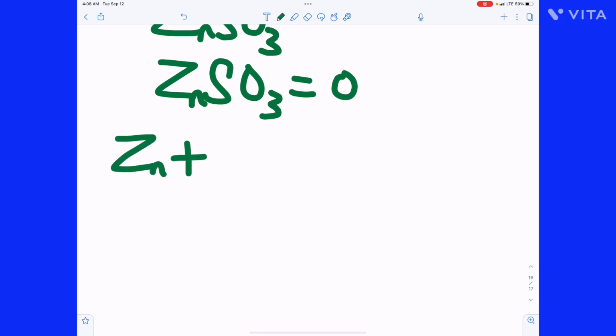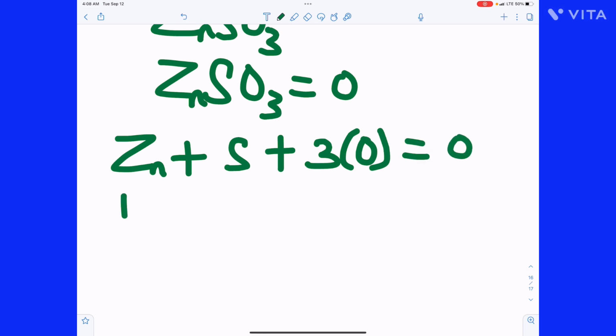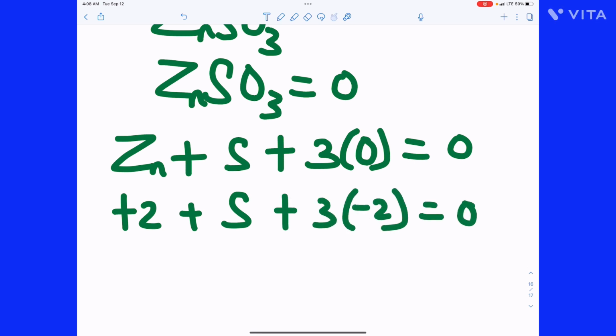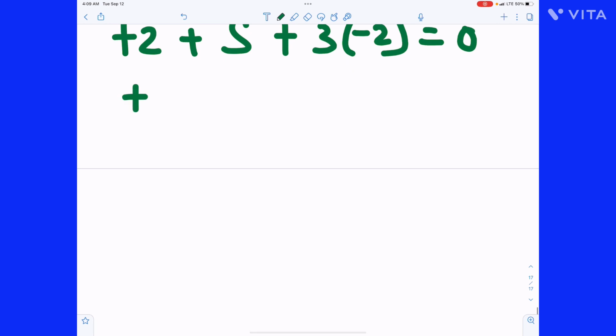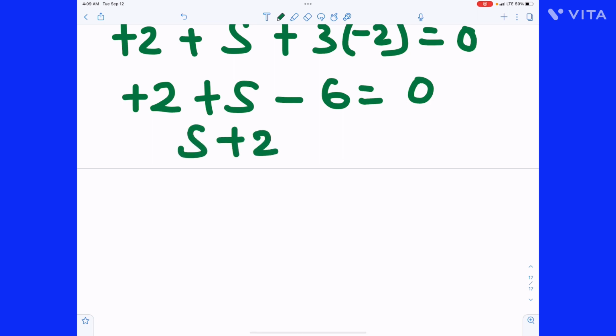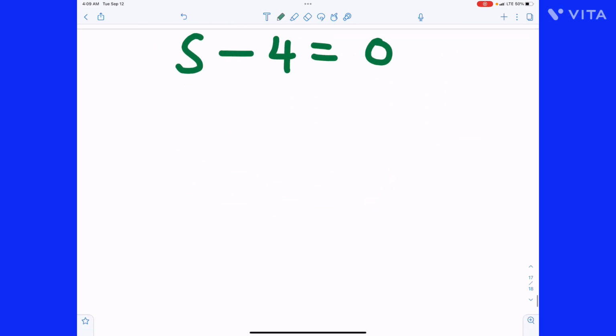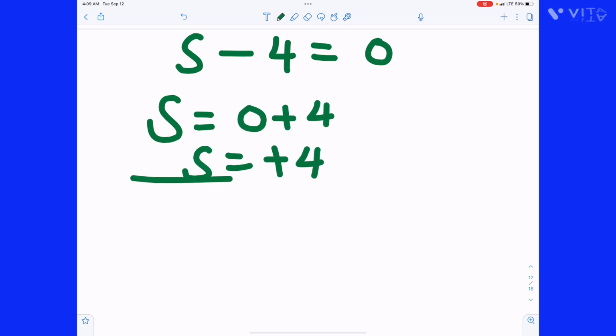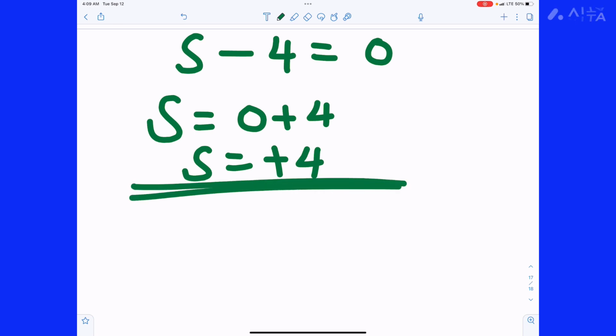That gives you what? Zn plus S plus 3O is 0. So the charge of zinc in this compound is 2. Oxygen is -2. If you put that together, you get +2 plus S minus 6 is 0. S plus 2 minus 6 is 0. S minus 4 is 0. What does that give you? S is 0 plus 4. S is plus 4.